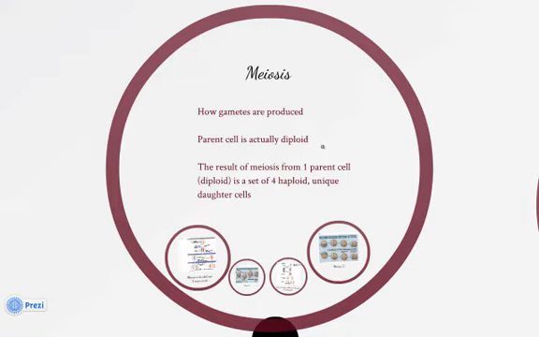Okay, the parent cell for these gametes are actually diploid. And we'll learn more about that when we talk about reproduction in depth. But the parent cells for sperm, the parent cells for the eggs are actually diploid cells. They have a 2n number of chromosomes. How these gametes are formed is through the process of meiosis. The major result of meiosis, and this is something that you definitely want to know, is that one parent cell, which is diploid, will give rise to a set of 4 haploid and unique daughter cells. Now let's go through and see how this happens.